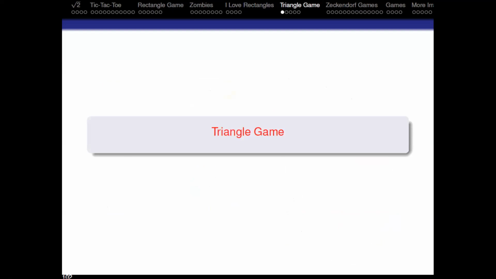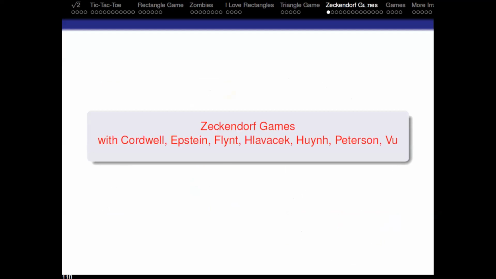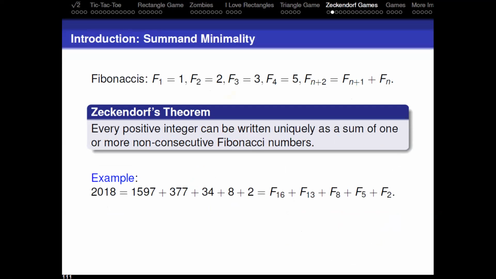All right. I'm going to skip the triangle game for now because it's just us tonight, and go to Zeckendorf games. We're going to write the Fibonacci numbers as 1, 2, 3, 5. We're not going to have the double ones, because we want Zeckendorf's theorem: every positive integer can be written uniquely as a sum of one or more non-consecutive Fibonacci numbers.